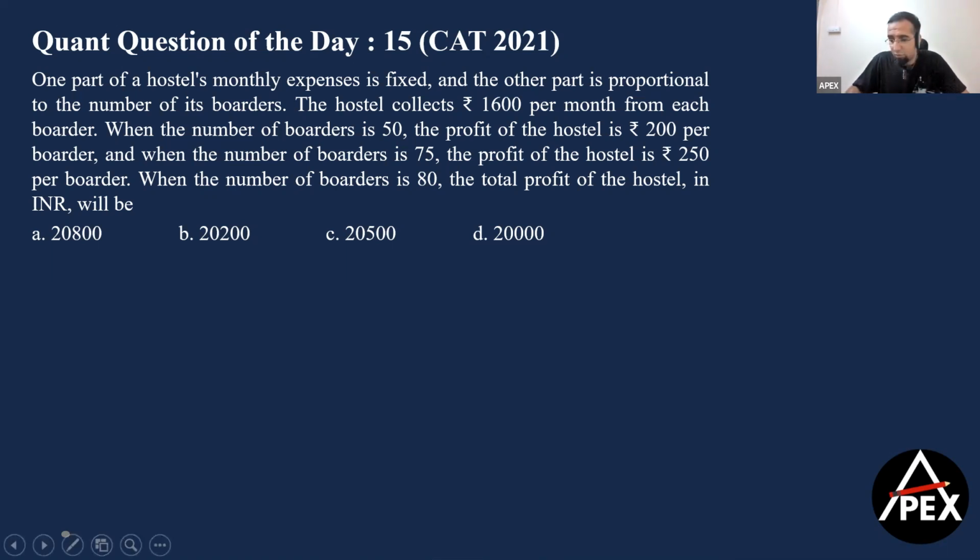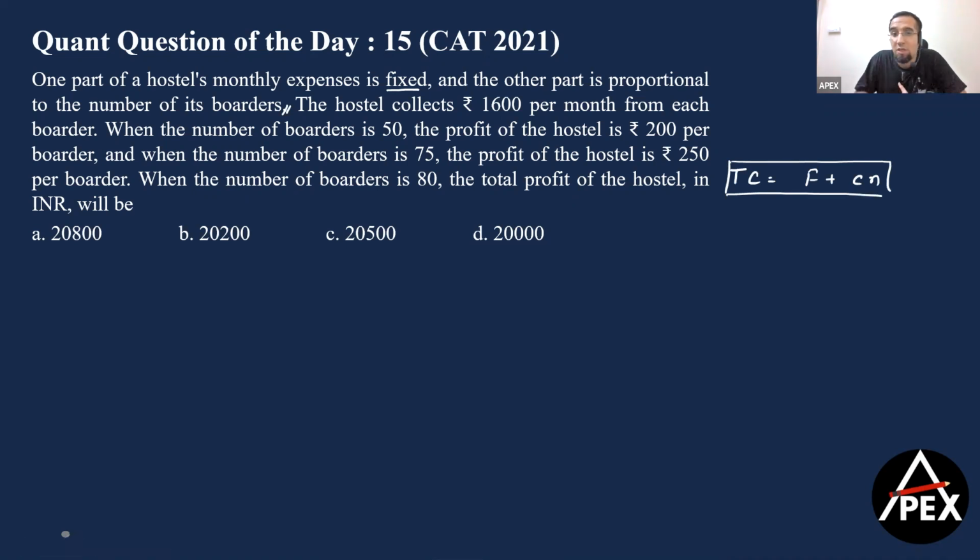And this had appeared in CAT 2021. So let's see, what does this question talk about? One part of the hostel's expenses is fixed and the other is proportional to the number of boarders. So we have seen this model in the class. In that case, we can always talk about our total cost. We know that our total cost is always fixed cost plus the variable cost, which varies as per the number of boarders. So let's say cost per boarder into number of boarders. This becomes the total cost of the hostel.